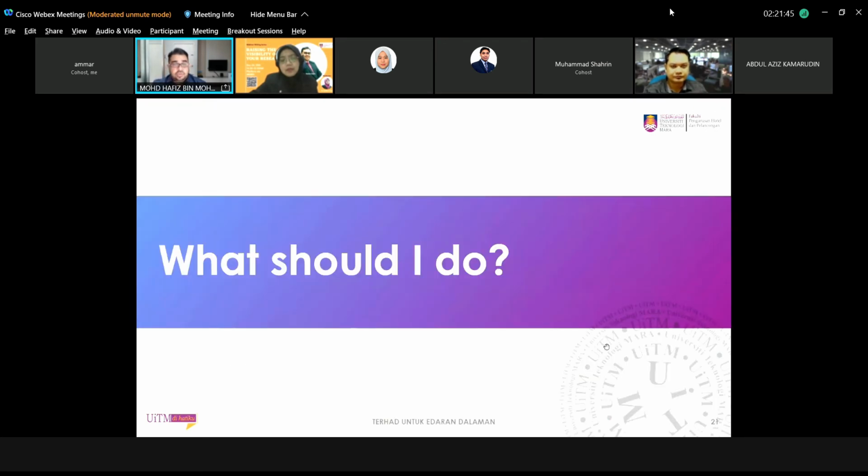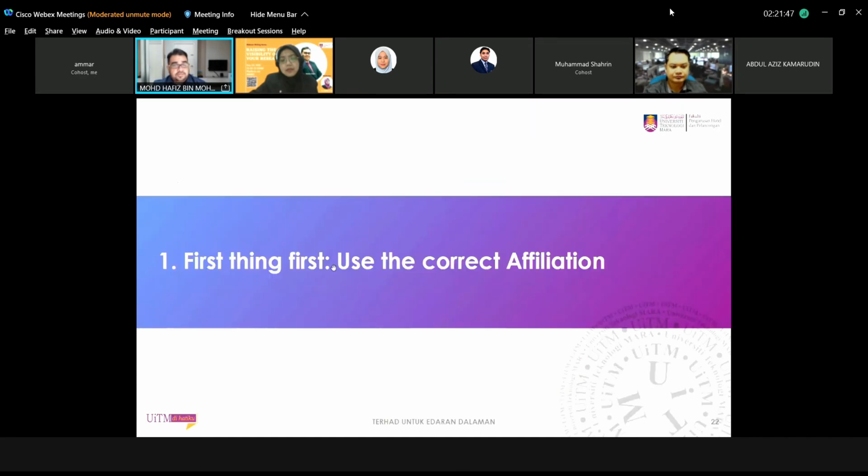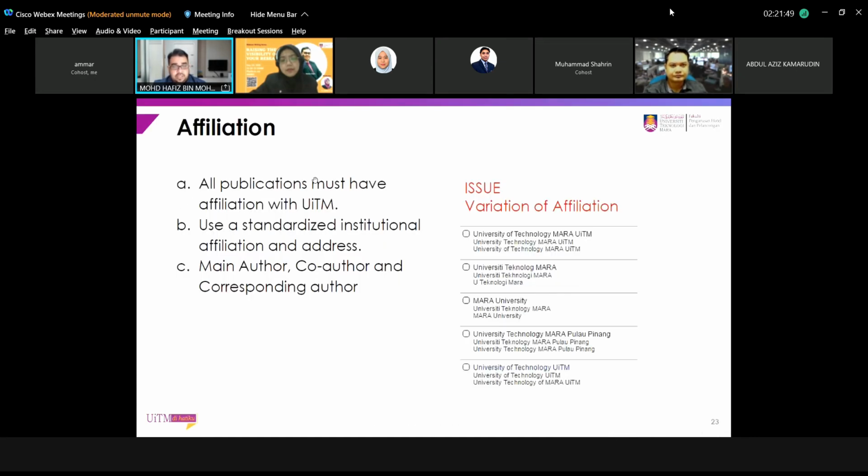So what should you do? The first one is correct your affiliation. Make sure nanti jangan buat jenis yang nampak ni. University of Technology Mara lah kan. Kadang-kadang salah lah kan. Lepas tu guna Pulau Pinang. So sebenarnya it should be University of Technology Mara, Cawangan Pulau Pinang. So that the affiliation is University Technology Mara.